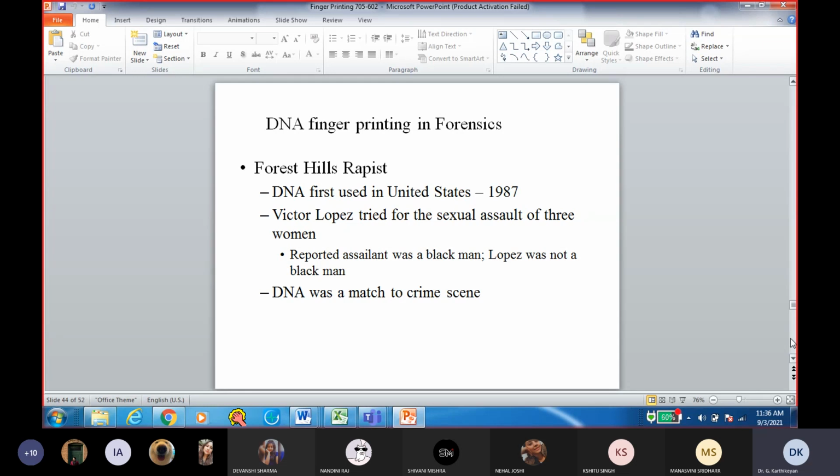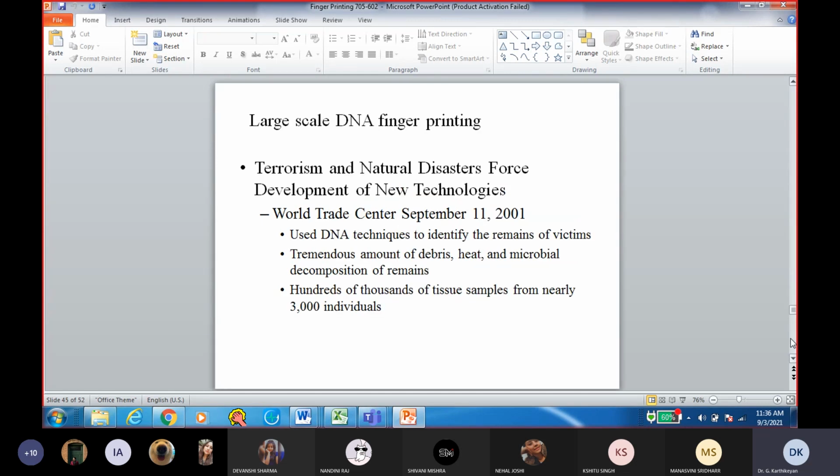So eventually, Victor Lopez was tried, and he was found to be the actual suspect. Okay. Large-scale DNA fingerprinting came to the fore during the 9/11 time, when the World Trade Center was attacked. Literally, so many people died in that entire incident, right?